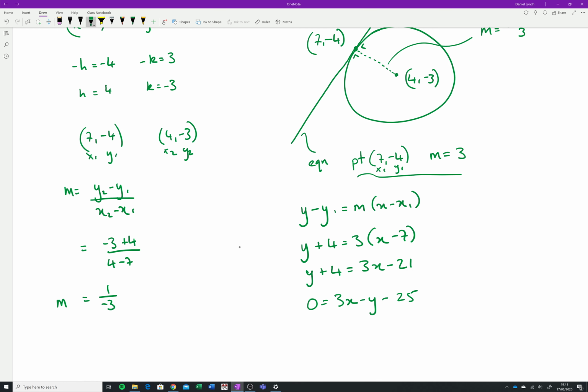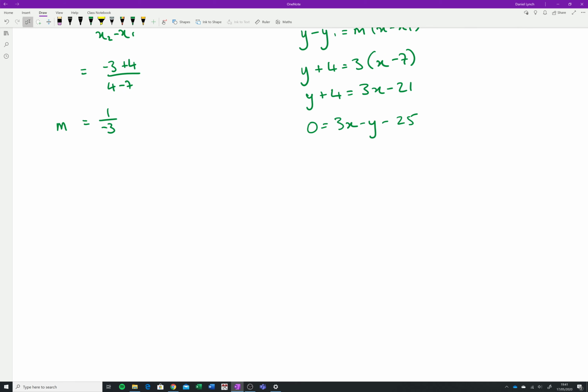I'm taking this from, just in case you wanted to know, 8.8, question 5. We'll just have a quick little look, and it says 3x minus y minus 25 equals 0, so we are good to go. Let's try another one.